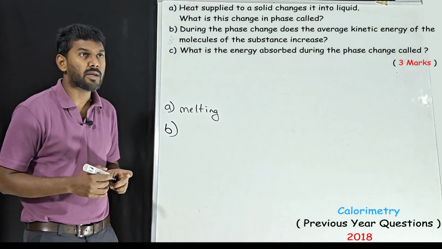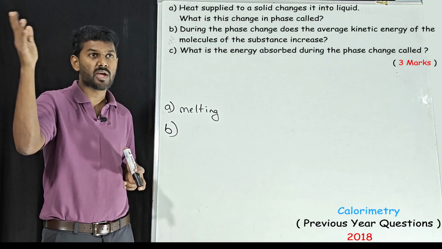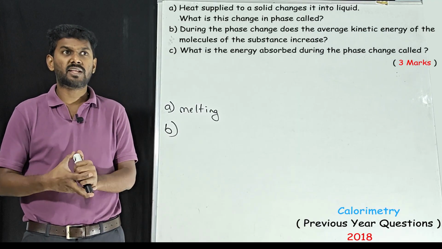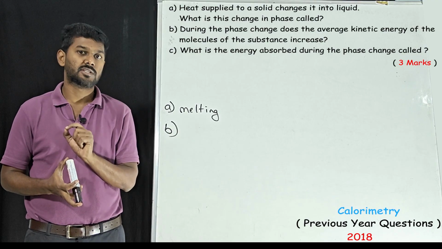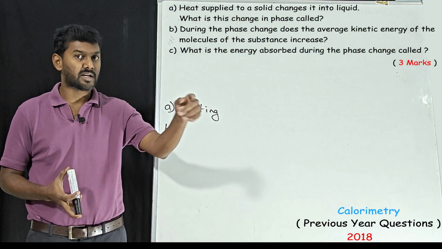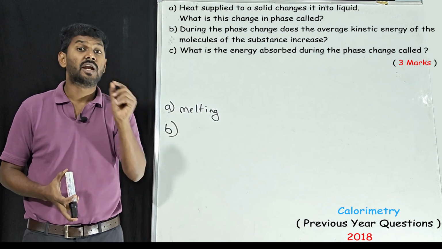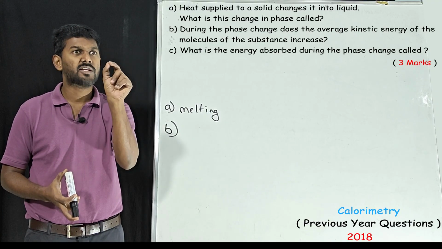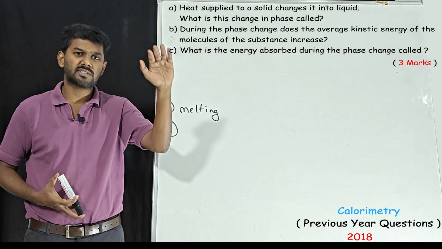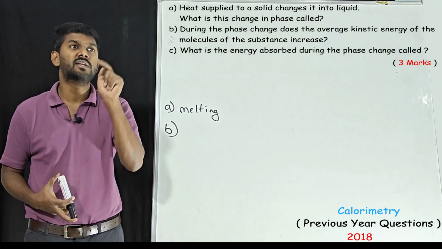Next, B. During the phase change, meaning one state to another state, liquid to solid, solid to liquid, liquid to gas, anything, does the average kinetic energy of the molecules of the substance increase? So first we need to know what factor will affect average kinetic energy. Temperature. Temperature is the only factor which affects average kinetic energy. But we know during a change of phase, temperature is constant. Correct. So during the change of phase, from solid to liquid or liquid to gas, any changes, temperature remains constant. And I told you average kinetic energy completely depends upon temperature. More the temperature, more the average kinetic energy. Less the temperature, less the average kinetic energy. But in this case, during a change of phase, temperature remains constant. So there will be no change in average kinetic energy.